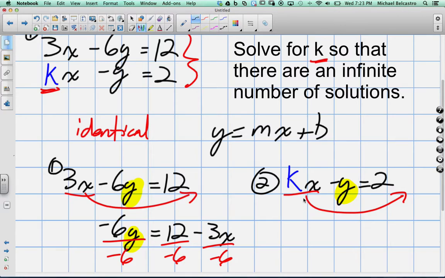Now I want you to think about this. If I were to move positive kx to the other side, what do you think it would become on the right side of the equation? A negative. Yeah, so how would I write something like that? Do you know? Minus kx. Yeah, that's right. You just put a negative sign in front of the kx because that's what we moved.